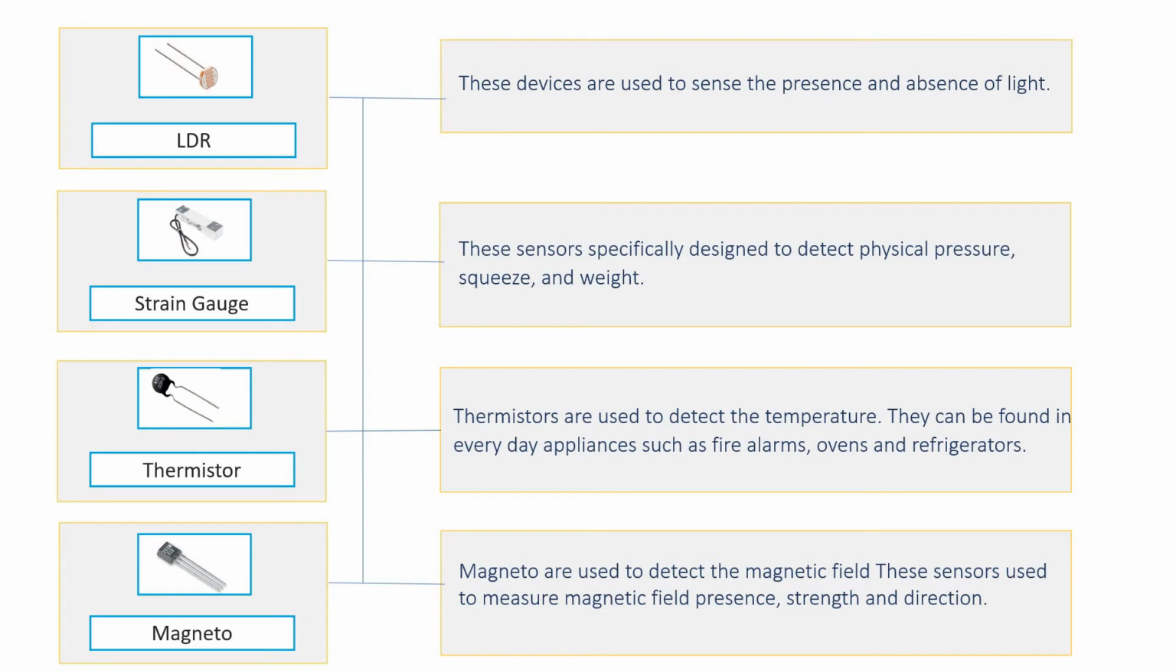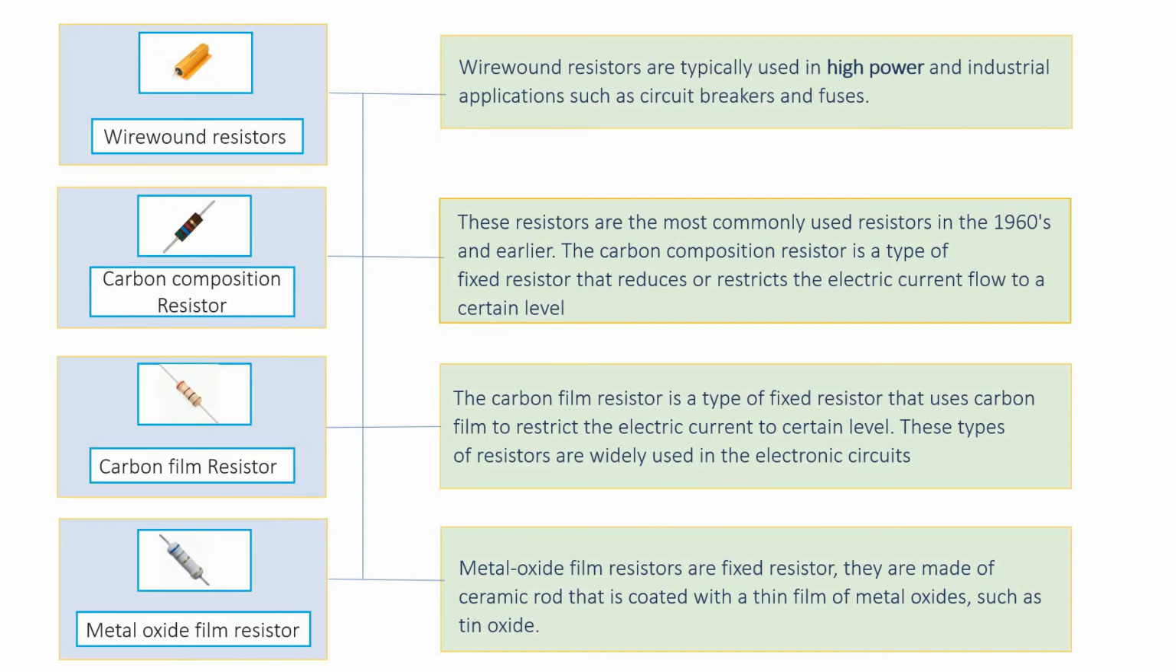We can continuously vary the resistance of this resistor by moving a knob or slider. And the LDR: these devices are used to sense the presence and absence of light. And the strain gauge, or force sensitive resistor, FSR, is specially designed to detect physical pressure and weight. And the thermistor is used to detect temperature. They can be found in everyday appliances such as fire alarms, ovens and refrigerators. Magnetoresistors are used to detect the magnetic field. This sensor is used to measure the magnetic field's presence, strength and direction.